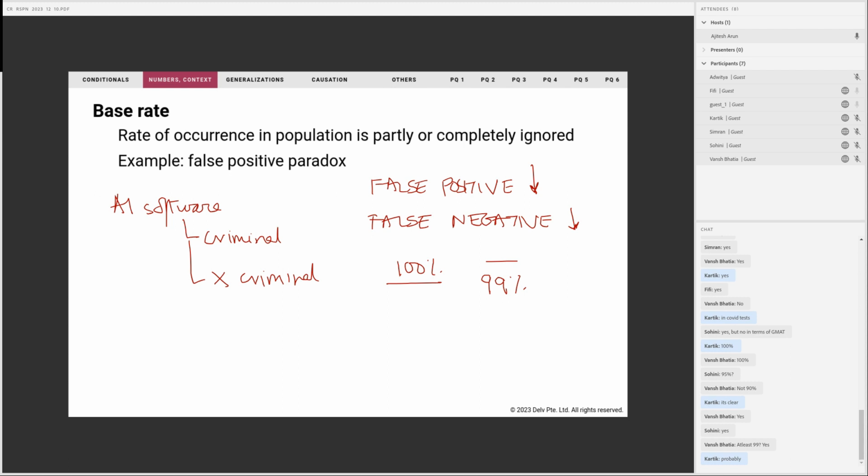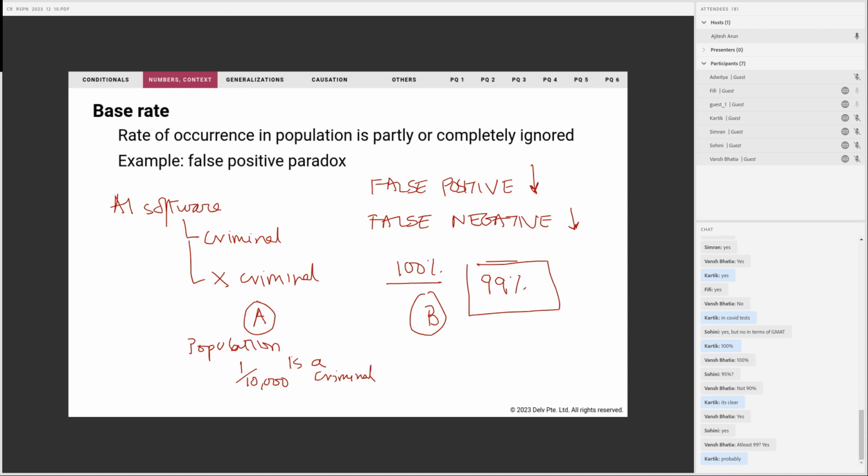Yes. Got it. Now, imagine that you are using this AI software in two different scenarios. Let's call them scenario A and scenario B. In scenario A, you are running that AI software against the entire population. And in the entire population, let's say only one out of every 100,000 people, or let's say one out of every 10,000 people is a criminal.